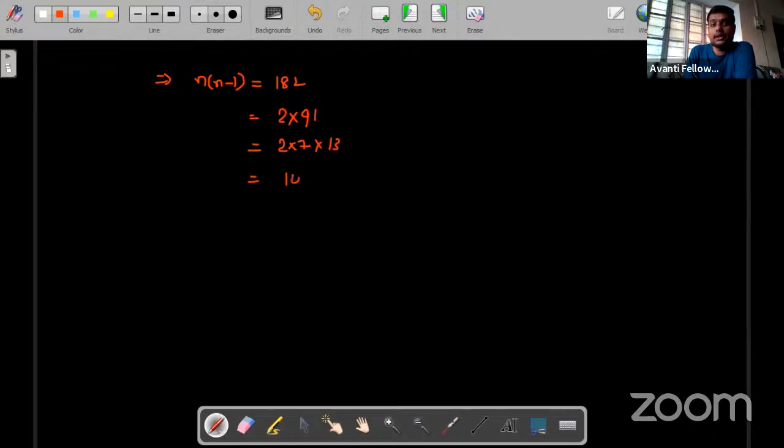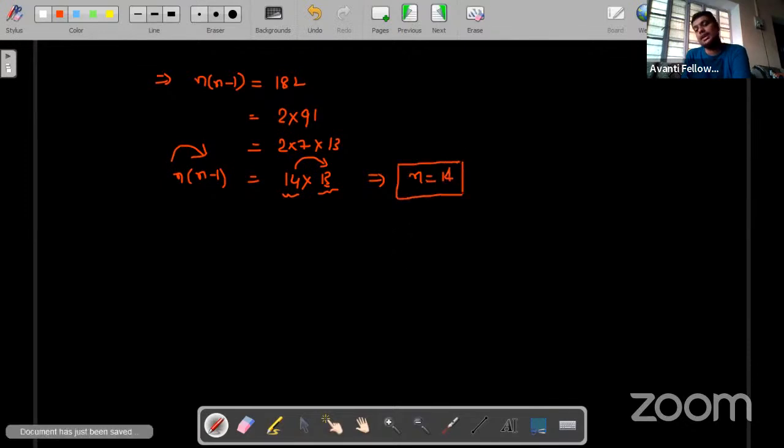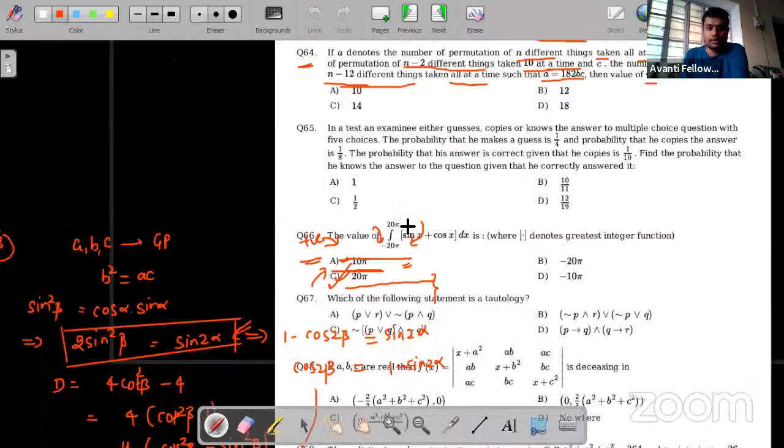Why am I doing it? So now I can write in terms of n into n minus 1. See, by analyzing directly we can find out the value of n. n into n minus 1: one number and a number lesser than it by one. So clearly n equals 14 will be the only possible answer. Right? So n is equal to 14. Option C is correct.